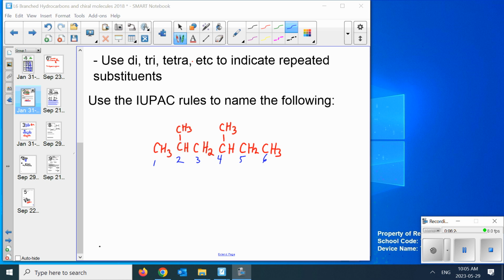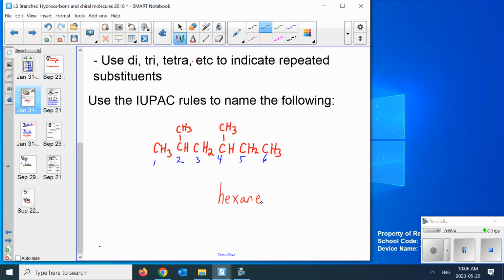This numbering system, 2 and 4, has the lowest possible numbers for these. Okay? So, the chain is hexane. I think backwards, as I told you with naming: I put down the parent chain, the longest possible chain, hexane.